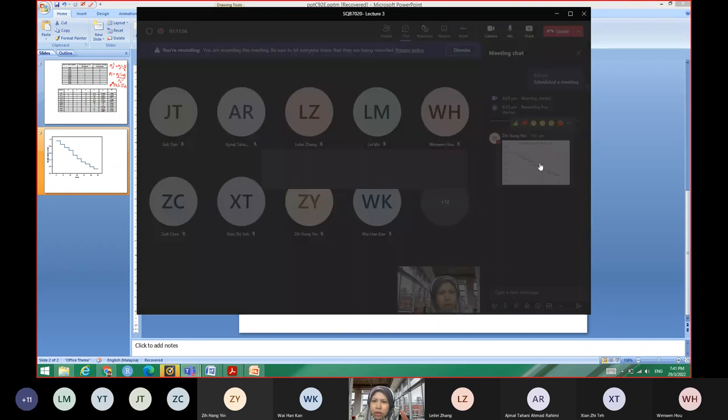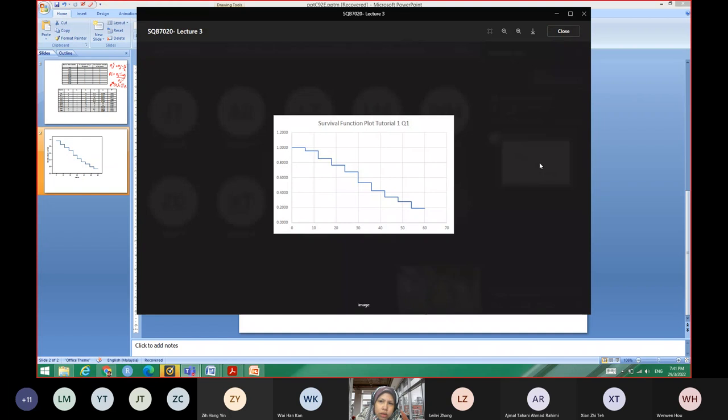Yeah. So this is your estimated plot. How do you do that? I'm doing this by using Excel. Excel. Okay, that's good.